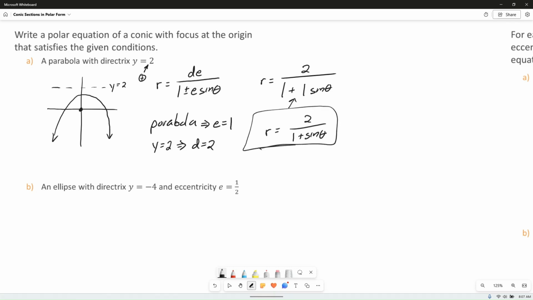So that's the polar equation for the conic with a focus at the origin and a directrix of y equals 2. All right, let's try another one.